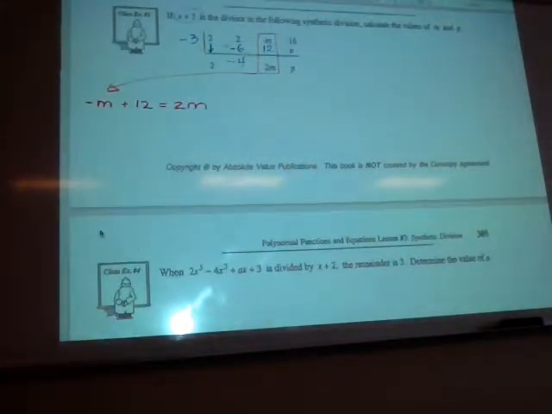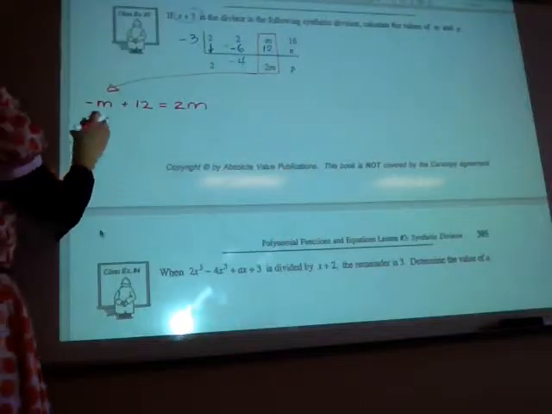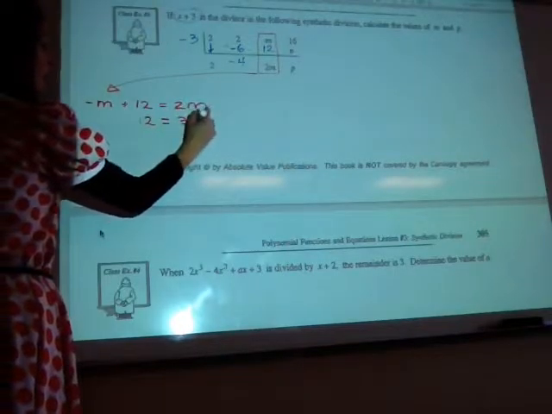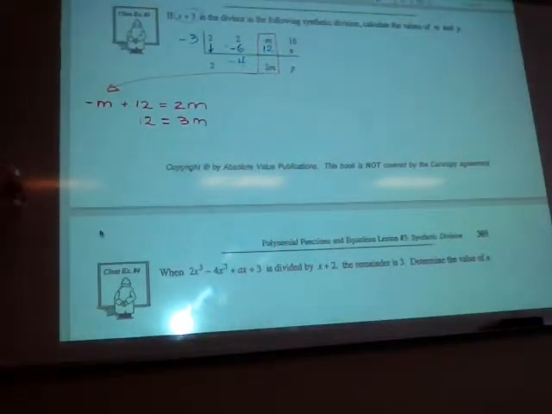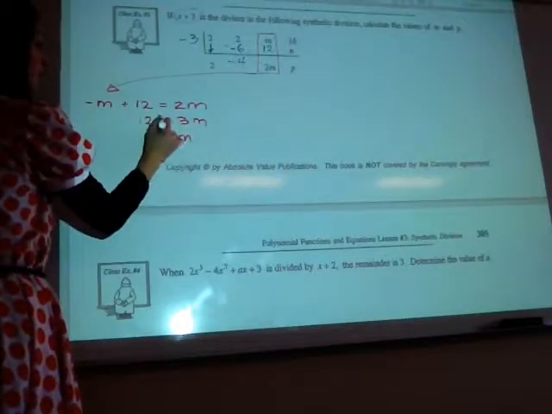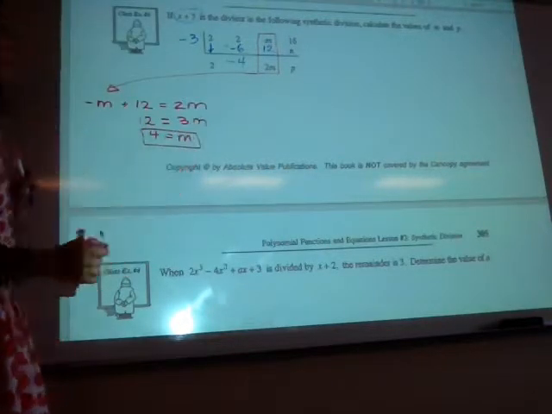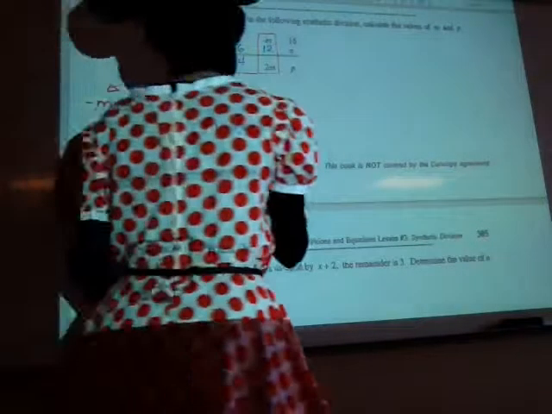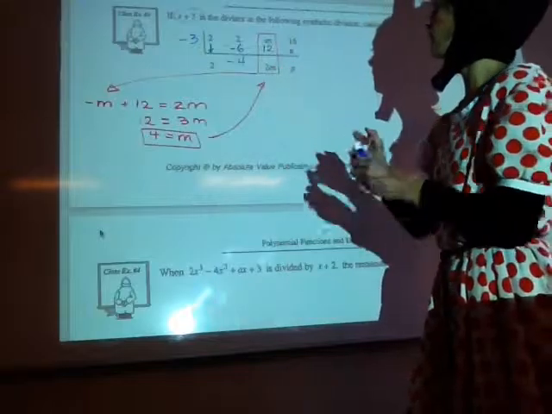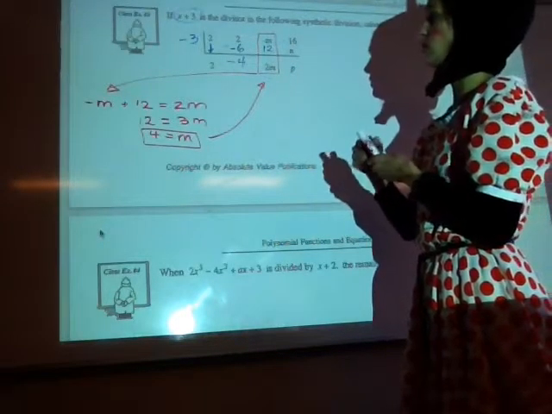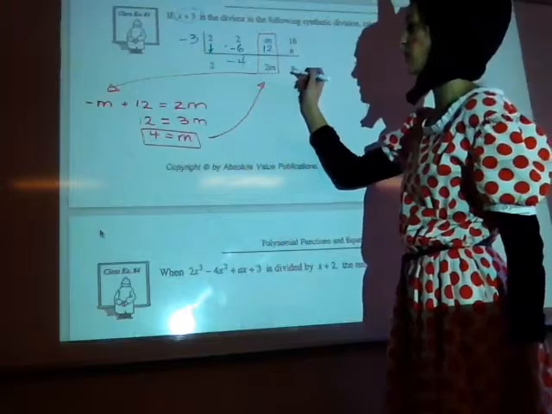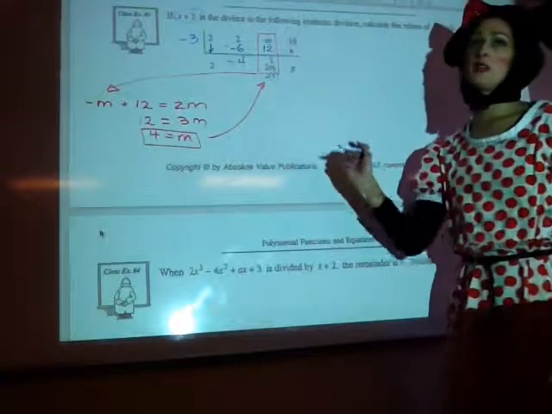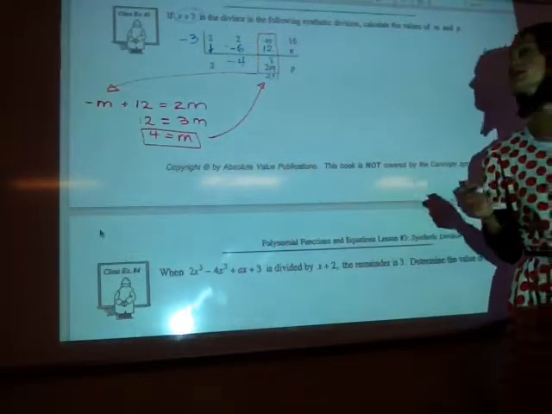Is it possible to solve for m? Yeah, we just have a little equation. So add m to both sides, and we get 12 equals 3m. Divide by 3, and m equals 4. So now that we know m equals 4, can I sub it back into m and carry on? Okay, so if I sub 4 in for m, I get 2 times 4, which gives me 8. And we can just proceed with our synthetic division.